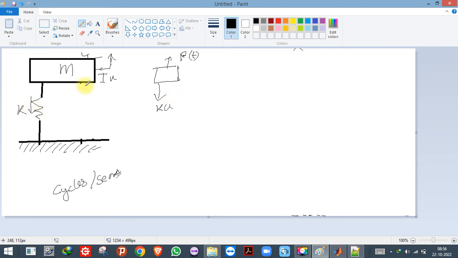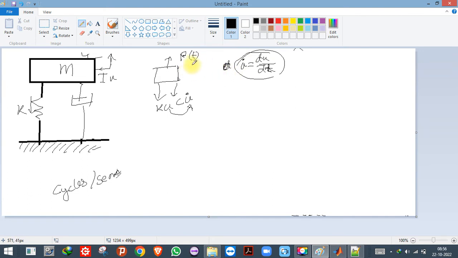And if there is damping also, then what will be the force? It will be c into u dot. U dot is the velocity, that is the derivative of u. If you differentiate u, which is my displacement, you will get the velocity. So du/dt, sorry, du/dt will give me u dot, which is my velocity.